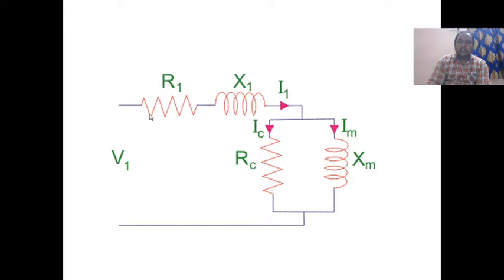So this is the equivalent circuit. R1 is the stator resistance, X1 is the reactance, I1 is the current. We will split it into two parts, IM and IC. So this is the resistance and the magnetizing reactance. This is the supply voltage.